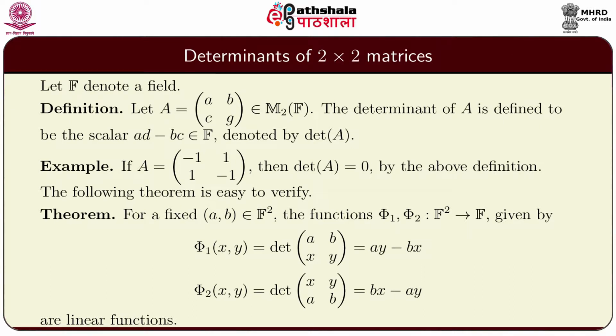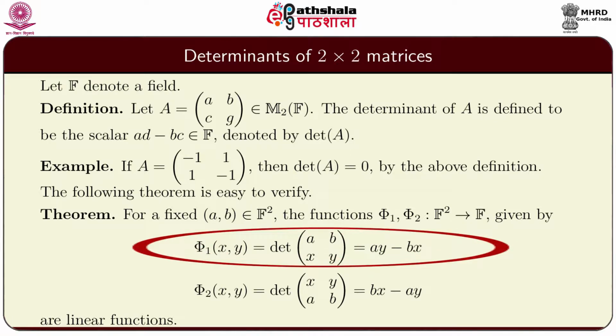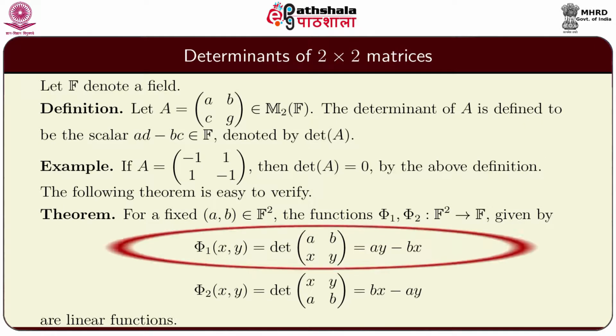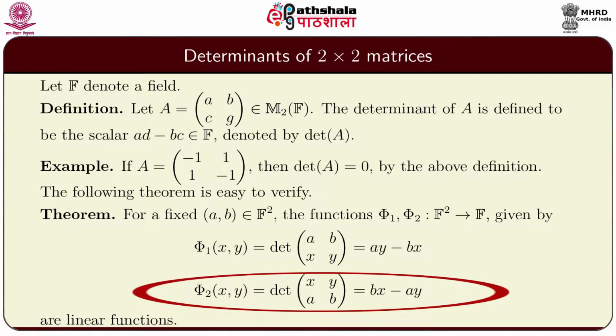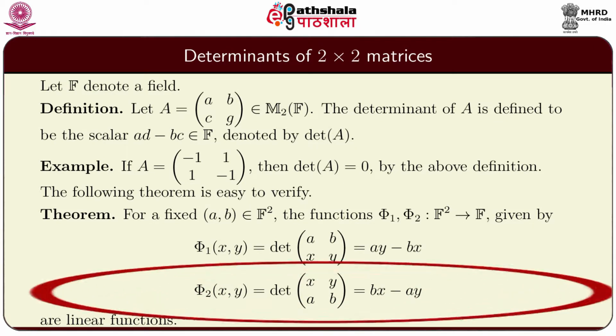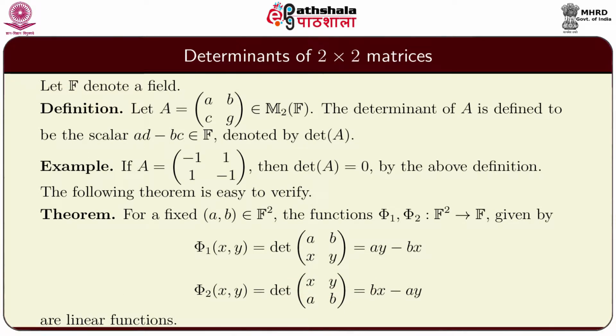Now, it is an easy verification that for a fixed vector (A, B) in F2, the functions phi1 and phi2 defined from F2 to F, given by phi1 of (x, y) equal to the determinant of the matrix with rows (A, B) and (x, y), that is AY minus BX, and phi2 of (x, y) equal to the determinant of the matrix with rows (x, y) and (A, B), that is BX minus AY, are both linear functions.